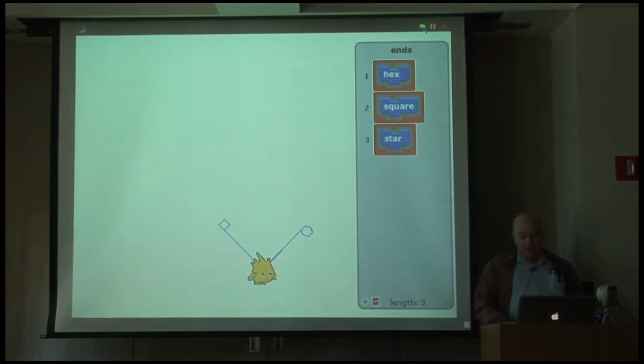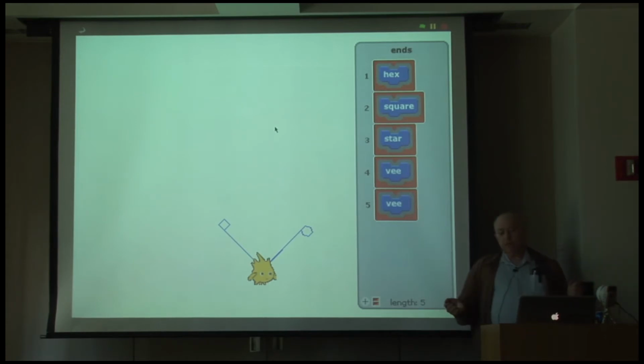Okay, and now I'm going to make a slight modification to the list ends. I'm adding V. I actually added V twice because I like the probabilities better that way. So, class of kids, which menu was V under? It's blue, so it's motion. But what I did to add it to the list was I clicked up arrow because I have my script set up so that up arrow adds it and down arrow takes it away. So class, what's going to happen when I push the green flag? Draw a little picture on a scratch paper of what you think is going to happen.